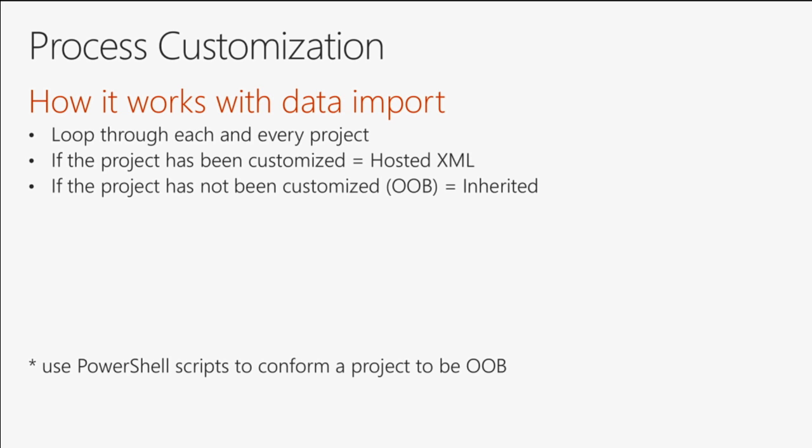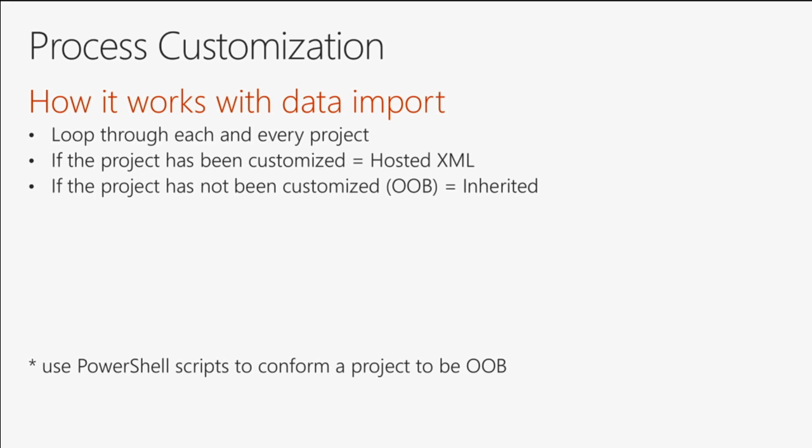And if you are out-of-box, if you've done the Agile, the CMMI, the Scrum, that'll fall into the inherited process. And so you can mix and match. We have a lot of customers who say, you know what, I don't want any hosted XML, I don't want to deal with that, I only want to deal with the new stuff and do an Agile. Well, that's fine, but you just have to match 100% across the entire process. Okay.